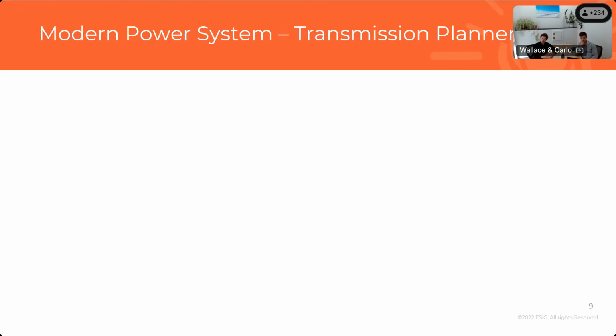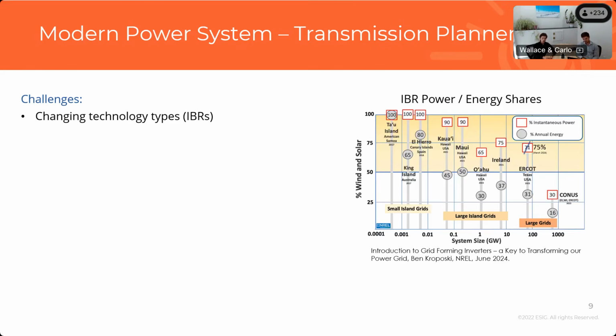Now, just to recap what we've been talking about for the last 2 days at this point. In modern power systems, there's a variety of different challenges from the transmission planning perspective. There are, of course, changing technology types. Inverter-based resources are coming. They are achieving not just much larger annual energy participations in systems across the world. As a result, they're also achieving much higher instantaneous power contributions.